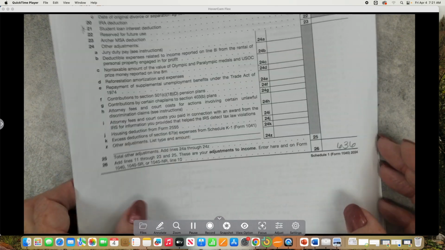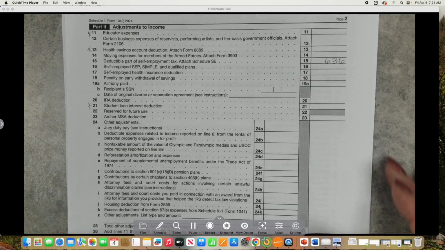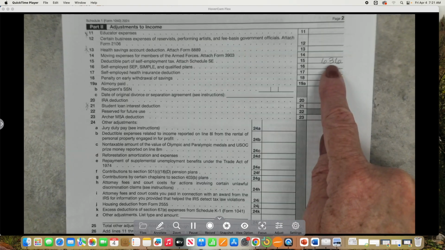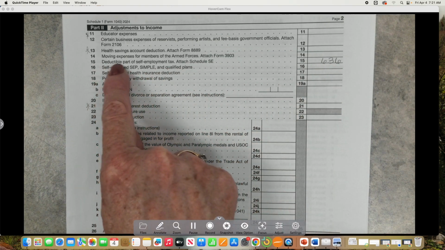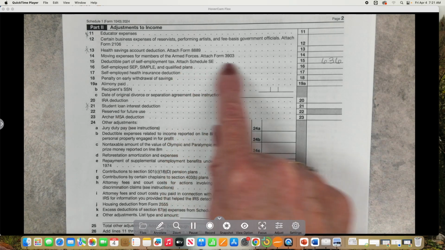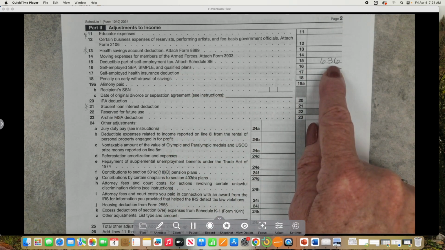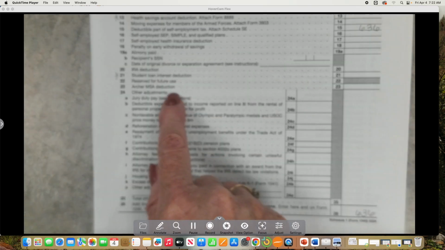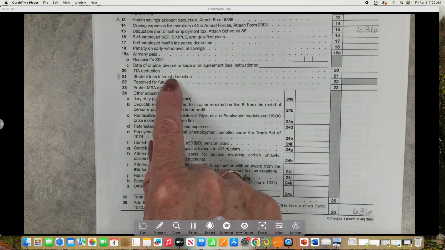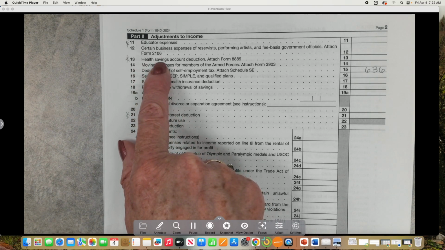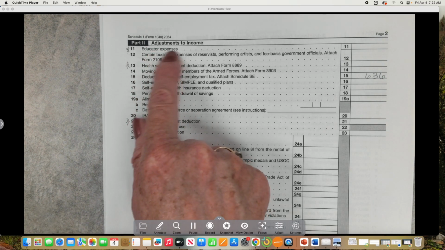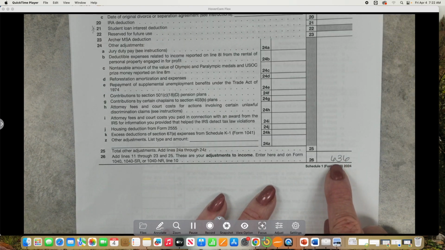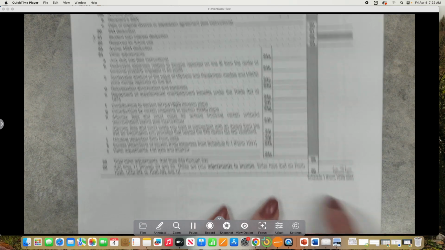On the back side, we have additional adjustments to income. This could be subtractions, okay? So line 15 says deduction part of self-employment tax. So we are going to take this out of the gross, $636. We don't have anything else, but you could possibly have some student loan interest, or maybe you contribute to a health savings account deduction. I do have educator expenses that sometimes I write off. So down here, $636 is going to be our total.